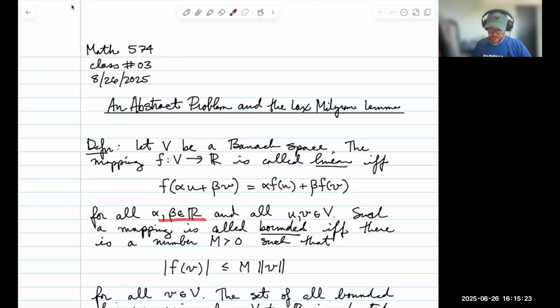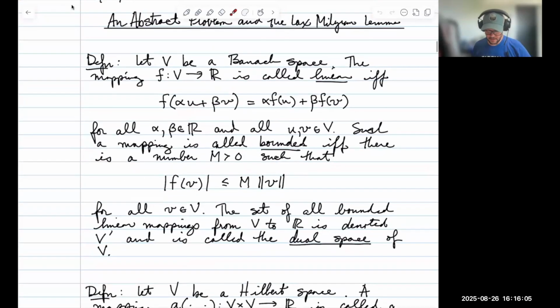That means the scalars for those linear spaces are real. For all scalars alpha and beta, and all objects in the Banach space, u and v. Okay, so this is what we usually mean by linear, right? So there's no content there which is new. Such a mapping is called bounded if and only if there is a number M greater than 0 such that the absolute value of F of v is less than or equal to that constant M times the norm of v for all v in V.